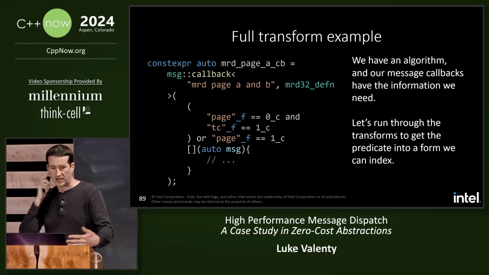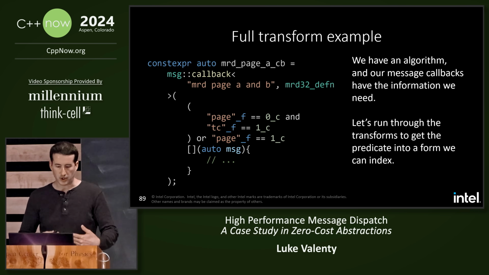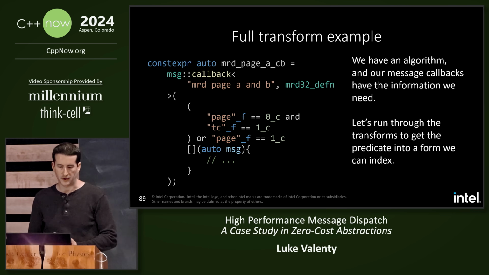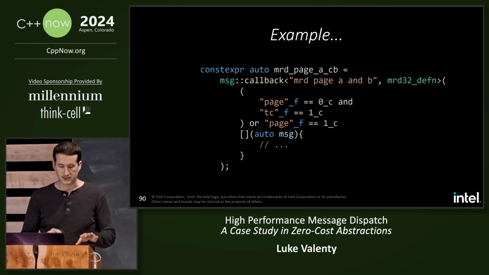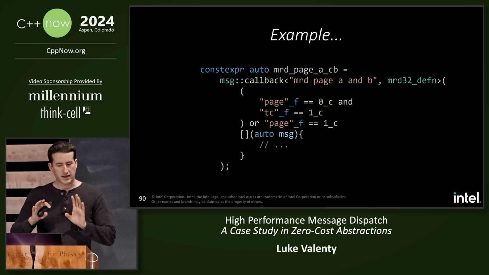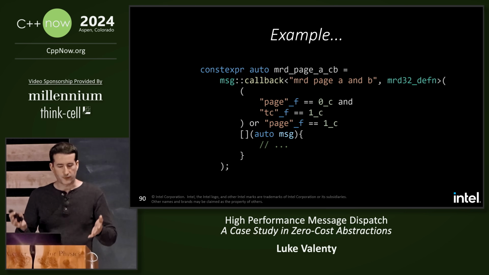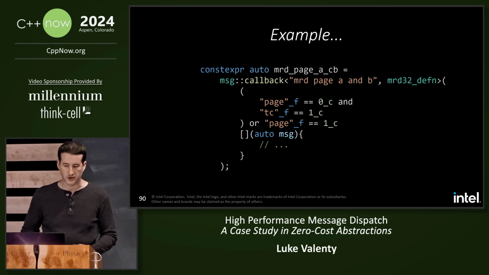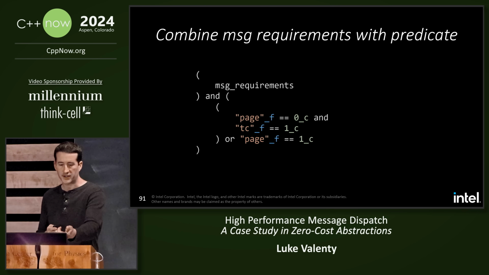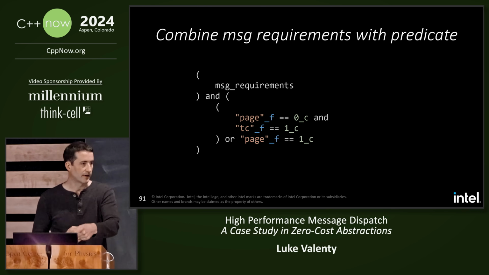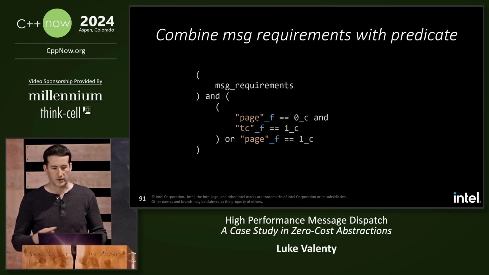So what we need to do now, we need to take our callbacks, and there's a bunch of processing that we want to do with them at compile time. So let's run through these transforms and see how we can get this predicate and this callback visually transformed and think about, okay, what does our code need to do for this? So the first thing, we want to combine our message requirements with the predicate, right? Because the message had a whole bunch of requirements. We want to include that.